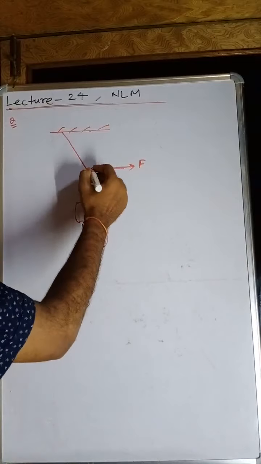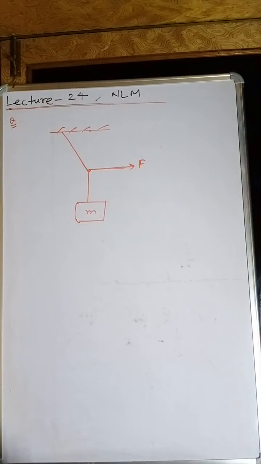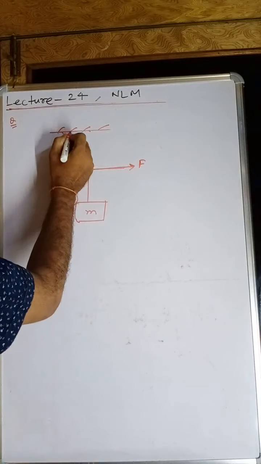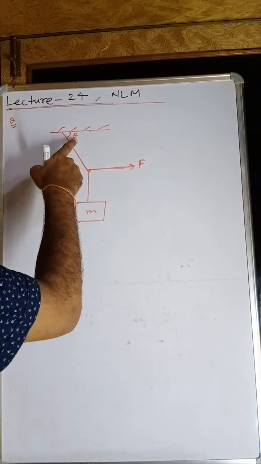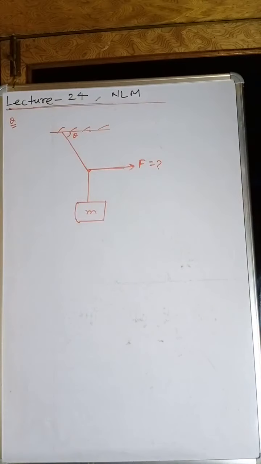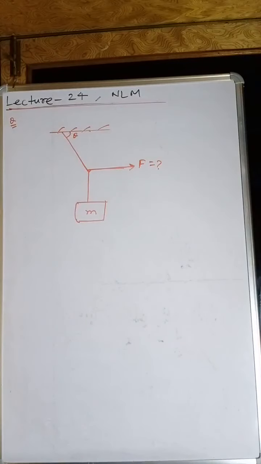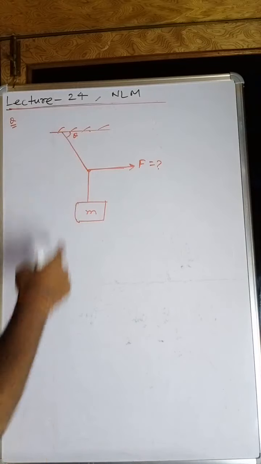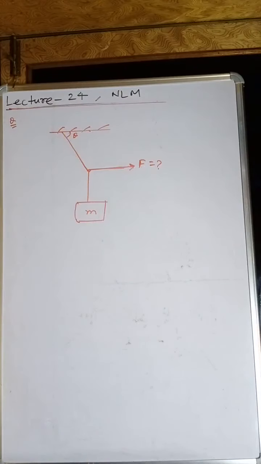If you apply the force F Newton, so hard, this makes an angle theta. To make this angle theta, what should be the value of force? This is the question: how much force will you apply to maintain this thread at an angle theta? For example, suppose m is 10 kg and theta should be 30 degrees, how much force should you apply so that theta becomes 30 degrees?